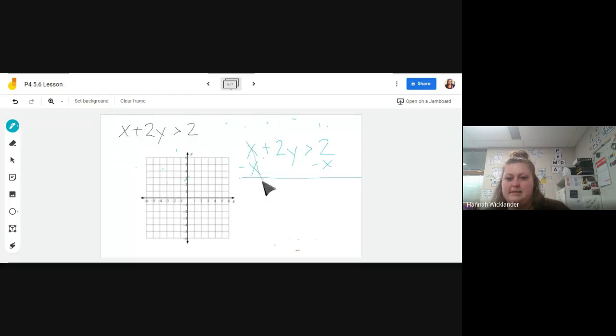These x's cancel, and I'm left with 2y on the left is greater than negative x plus 2. Now I want to get the y completely by itself, so I'm going to do the opposite of multiplication, which is division, to get rid of this 2. What I do to one side of the equation, I must do to the other. These cancel, and I'm left with y.